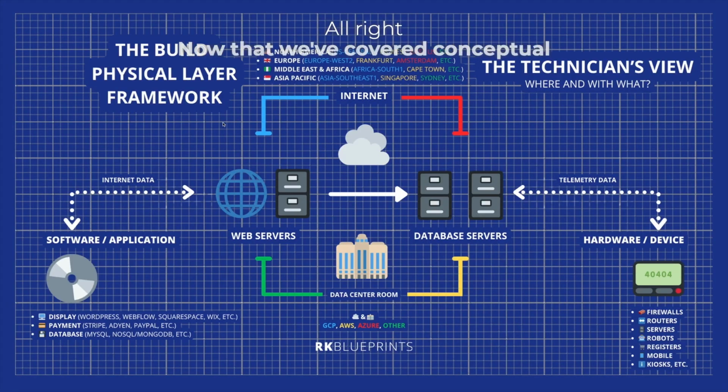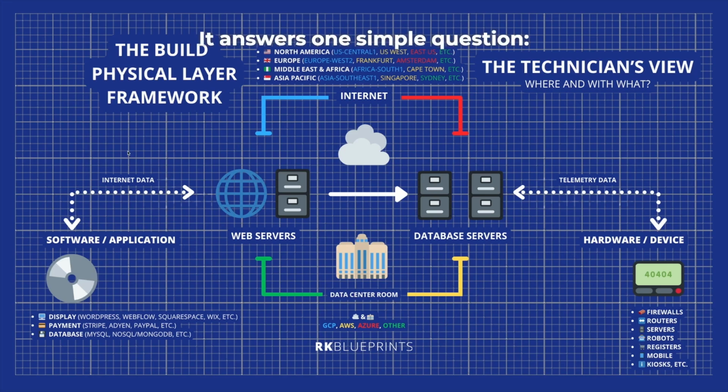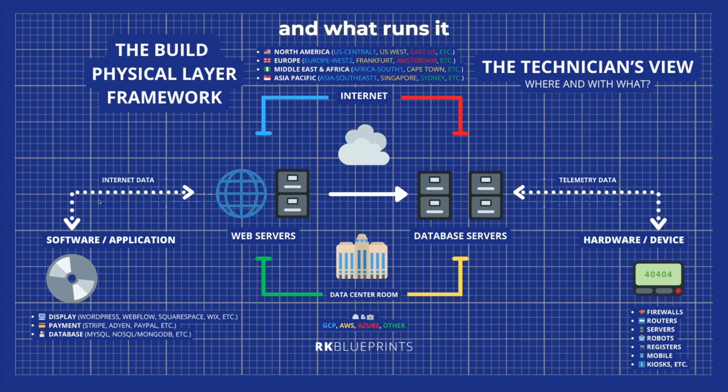Alright, now that we've covered conceptual and logical architecture, this is where everything becomes real. This is the physical architecture layer, also called the technician's view. It answers one simple question: where does this live and what runs it? Starting at the top, we have the internet. This is how users, systems, and devices connect into the enterprise.